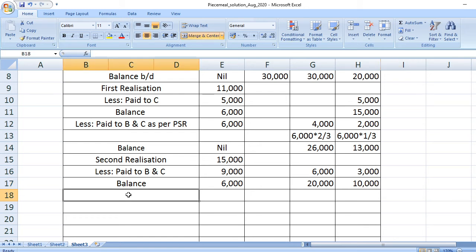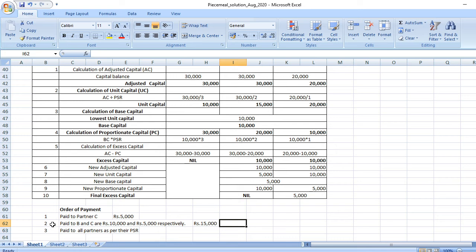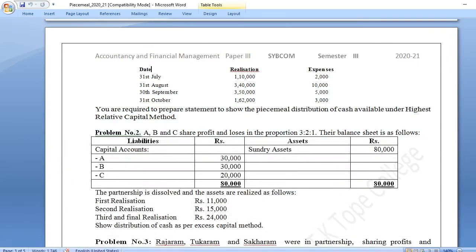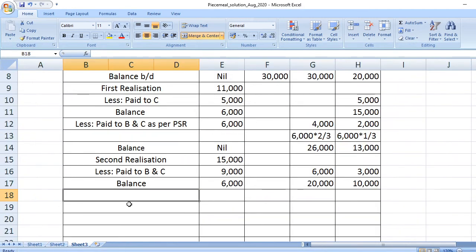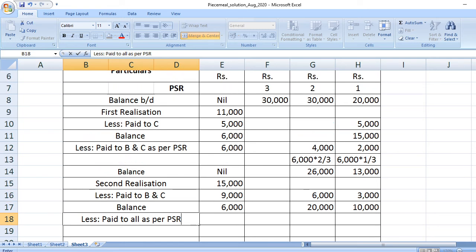Now still we have a balance 6,000. This particular money is available. Now as per the order of the payment, after the second payment, third order is paid to all partners as per their profit sharing ratio. So whatever amount remains, we will pay to all partners as per their profit sharing ratio. And you know that profit sharing ratio is 3:2:1. On that basis we have to pay.